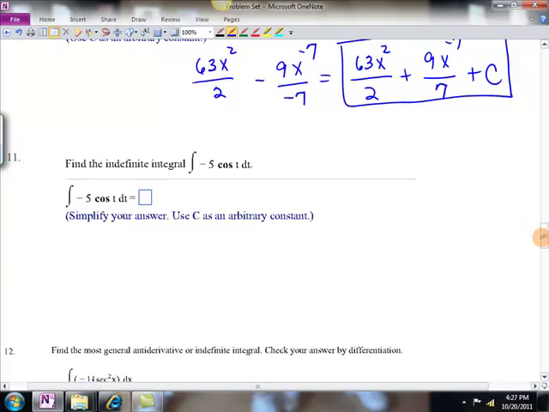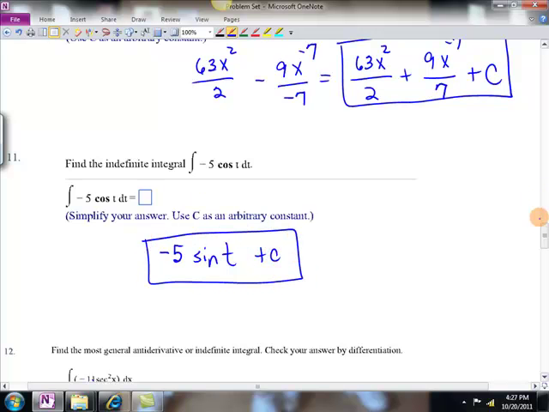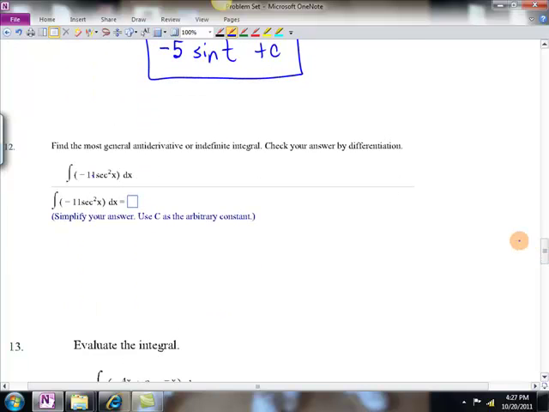Number 11, really an easy one. The integral of that is negative 5 sine t plus c. Number 12, again, you're looking at your sheet, and the integral of secant squared is tan. So your answer here is going to be negative 11 tan x plus c.